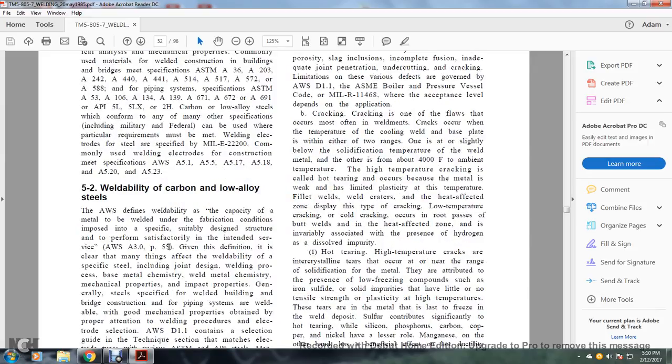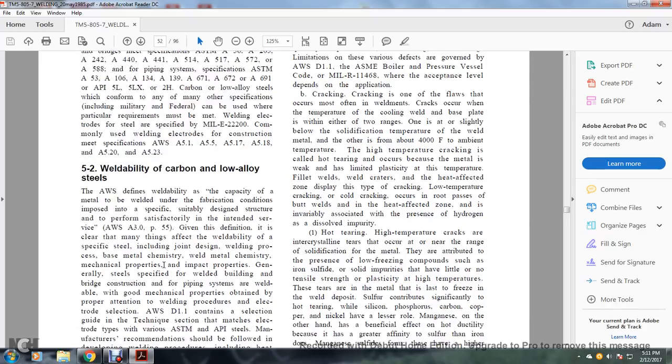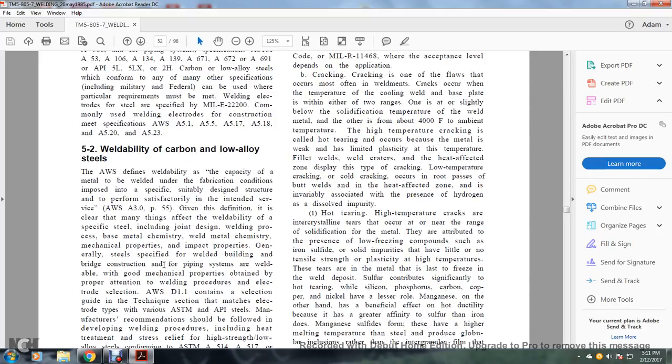The American Welding Society defines weldability as the capacity of a metal to be welded under the fabrication conditions imposed, with a specific suitability of design structure, to perform satisfactorily in the intended service (AWS A3.0). Many things affect the weldability of a specific steel, including the joint design, welding process, base metal chemistry, weld metal chemistry, mechanical properties, and impact properties. For general steels specified for building and bridge connections and piping systems, good weldability and mechanical properties are obtained with proper attention to the welding procedure and electrodes.